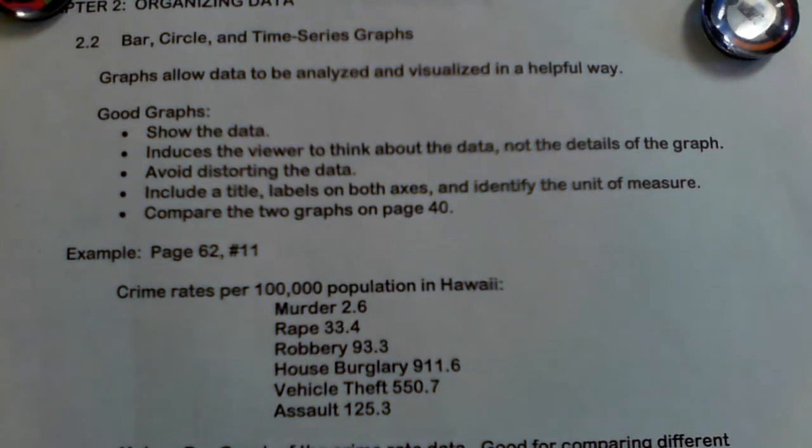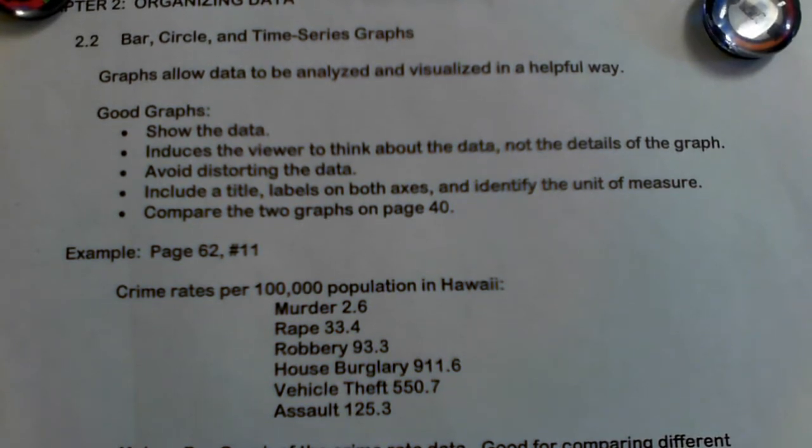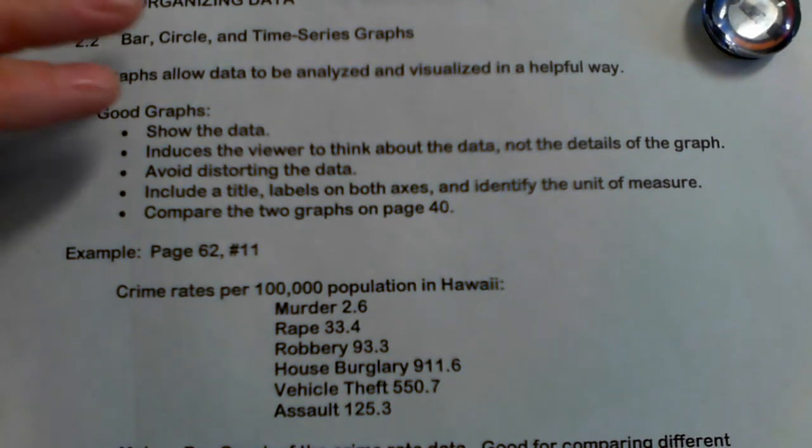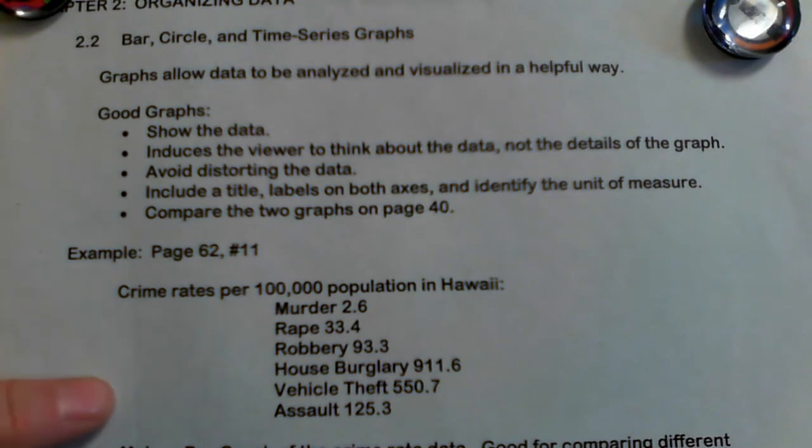Chapter 2.2. This is a lot about different types of graphs, so I'm going to have most of them already pre-drawn, and I'm just going to talk through them. The first part goes through some definition of good graphs. There's a really good example that you can follow on page 62, number 11 in your book. This is what we're going to go over right here.